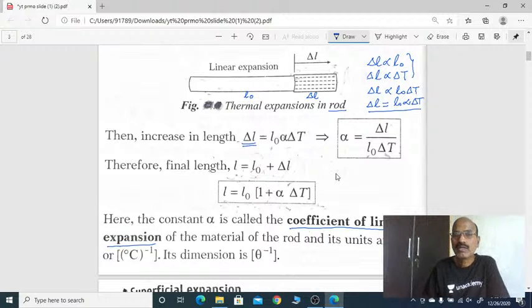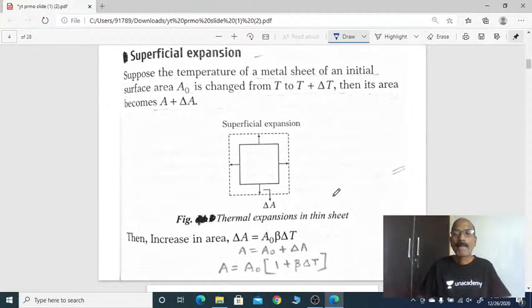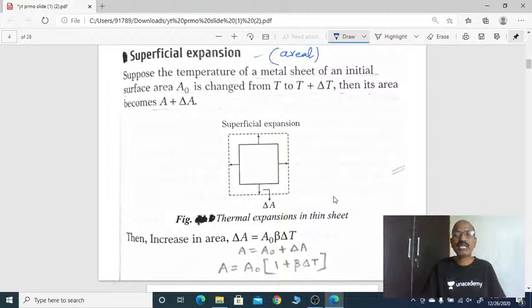The final length of the rod equals initial length plus increase in length. We know already the increase in length delta L equals L0 alpha delta T. Substitute, and you will get L equal to L0 into 1 plus alpha delta T. Coefficient of linear expansion alpha, that is lengthwise expansion.